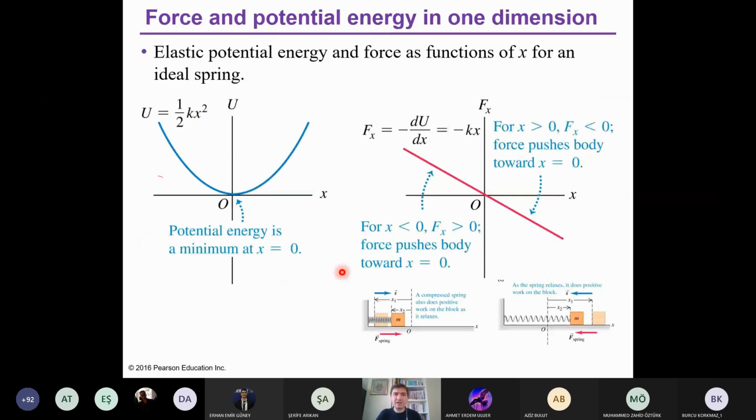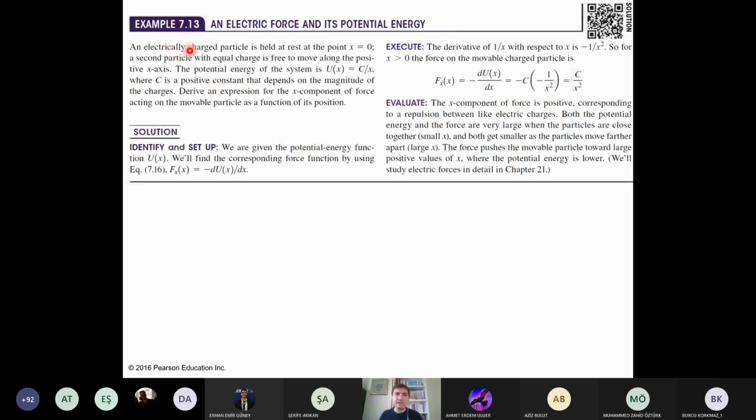So then let me continue with a question here. Example 7.13, an electric force and its potential energy. In physics 2, you will learn many things related to the electric forces and electric charges, and you will use the formulas and expressions which you have learned during this semester, okay? The information you have learned during this semester will be more or less valid for the topics in physics 2. So now let me read the question.